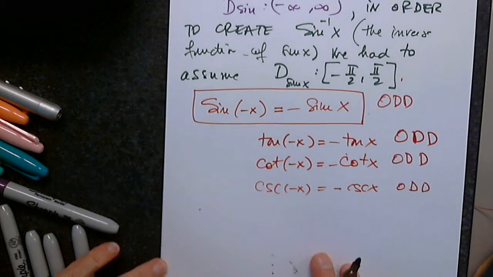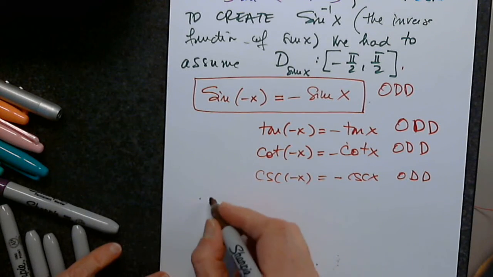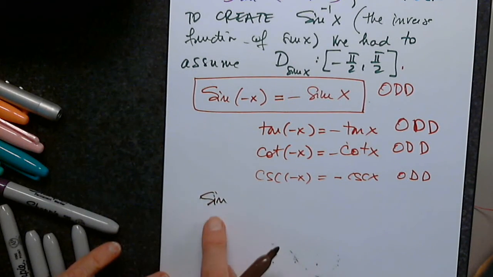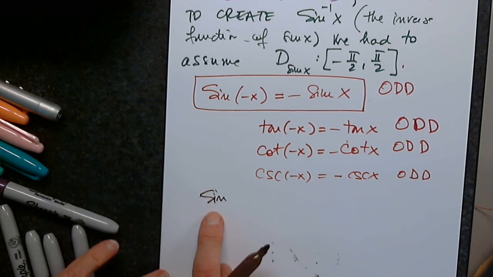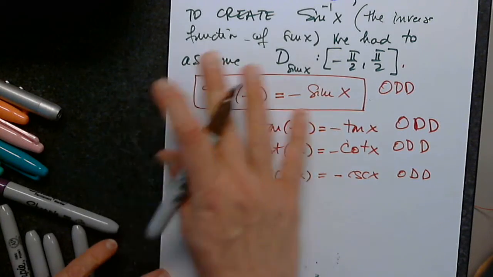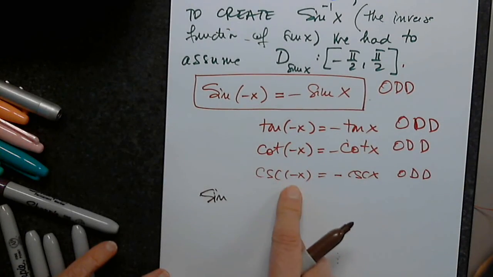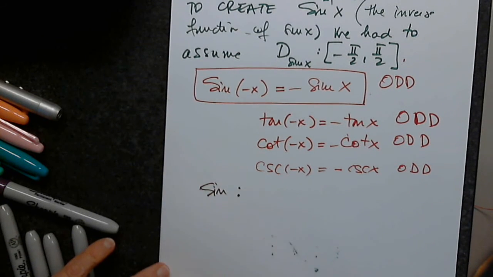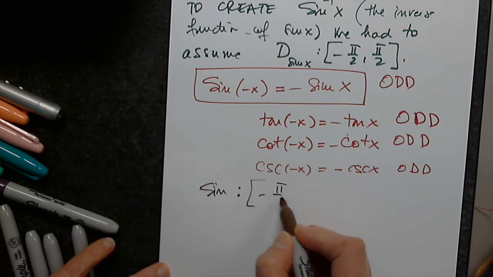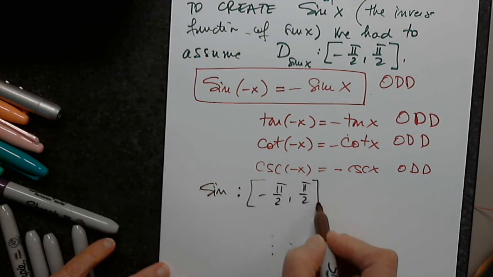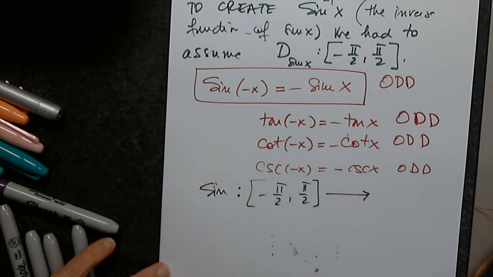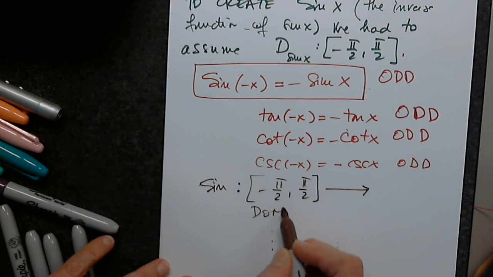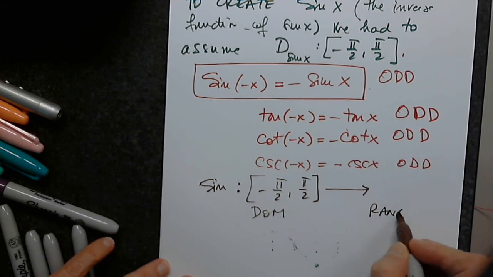So for now, we will say that sine, and this is the only time I'm not going to write the argument. All the other times you have to have an argument. You cannot say tangent. You have to say tangent x. So only now I will say sine is defined between negative pi over 2 and pi over 2, and it will take its values. So this is domain, and this is range.